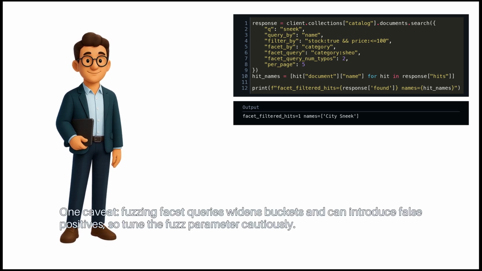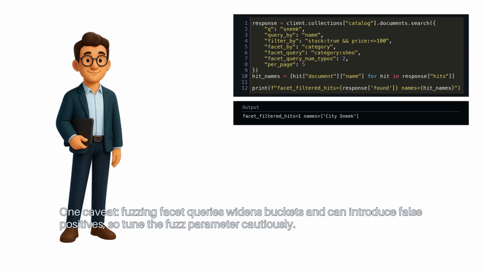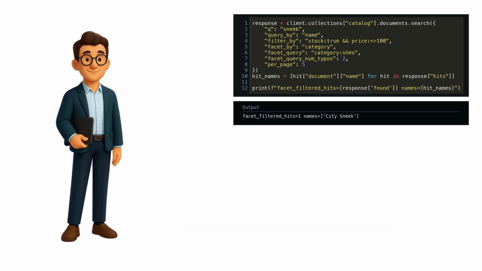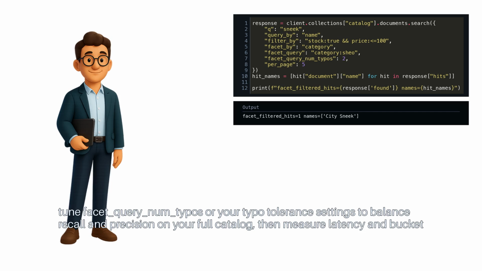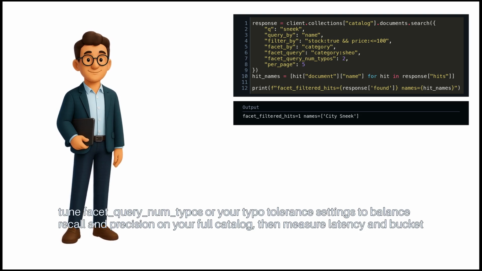One caveat: fuzzing facet queries widens buckets and can introduce false positives, so tune the fuzz parameter cautiously. Next step: tune facet_query_num_typos or your typo tolerance settings to balance recall and precision on your full catalog. Then measure latency and bucket purity.